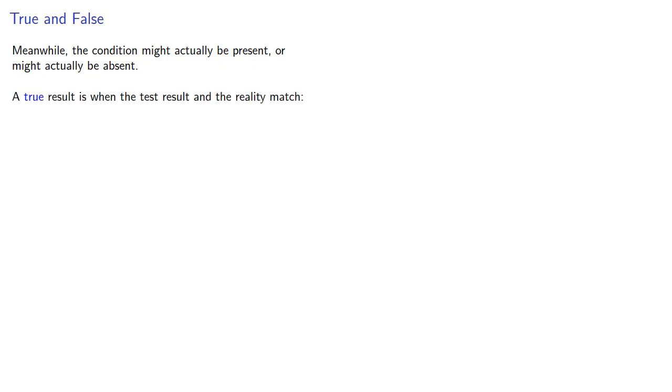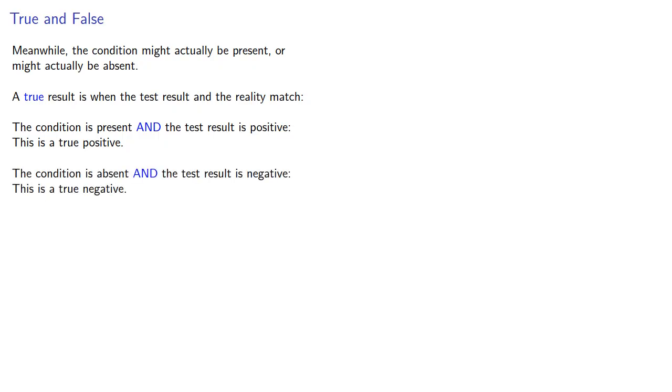A true result is when the test result and the reality match. The condition is present and the test result is positive. This is a true positive. Or the condition is absent and the test result is negative. This is a true negative.